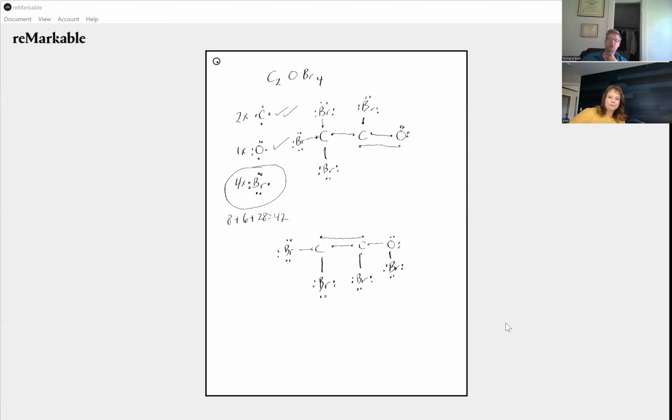What do we have here? We have 2 what? Same formula, different structures. Isomers.